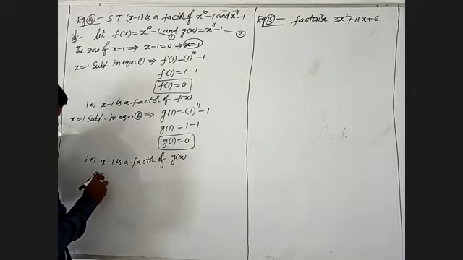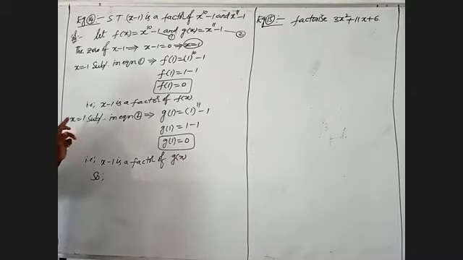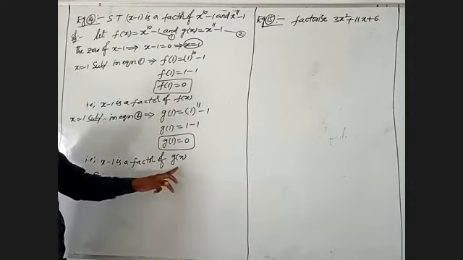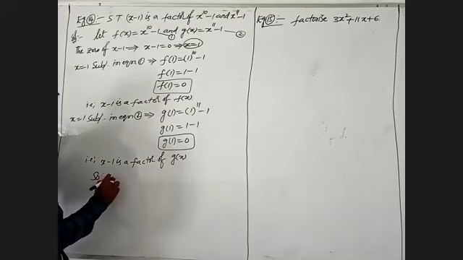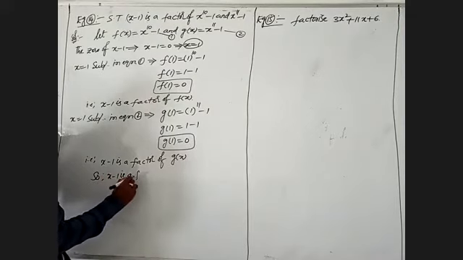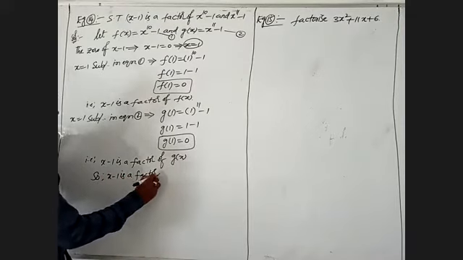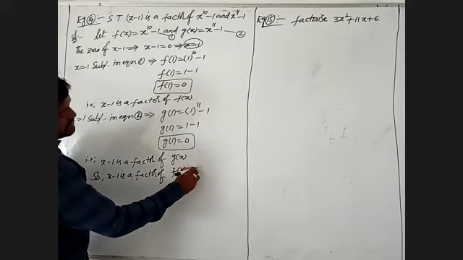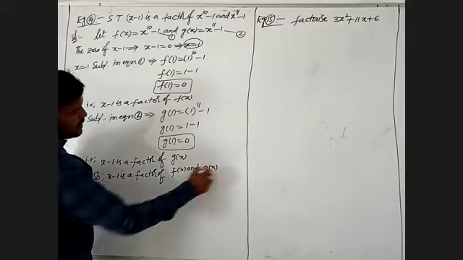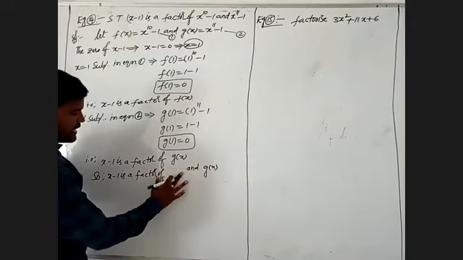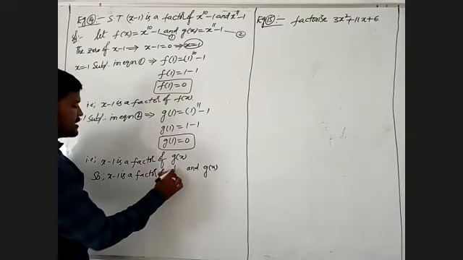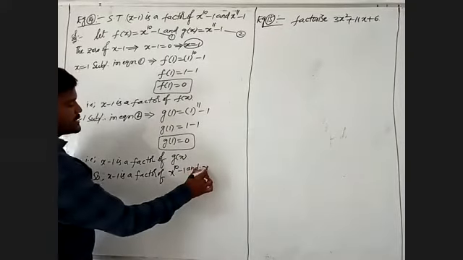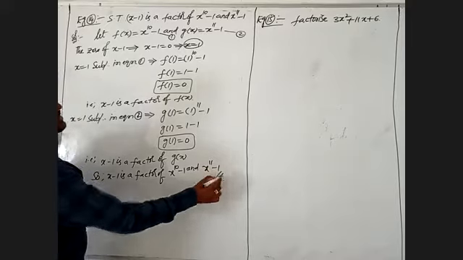So we observe that x minus 1 is a factor of f of x and x minus 1 is a factor of g of x, which means x minus 1 is a factor of both f of x and g of x, where f of x is x power 10 minus 1 and g of x is x power 11 minus 1. This is the given problem.